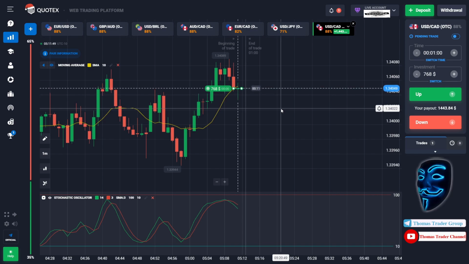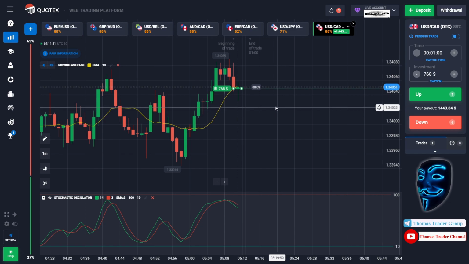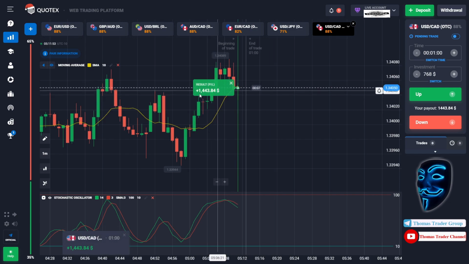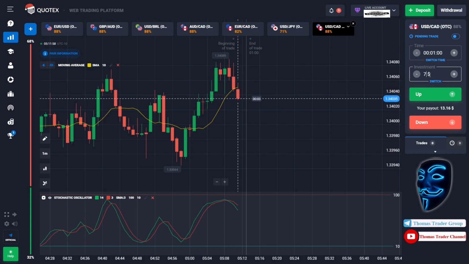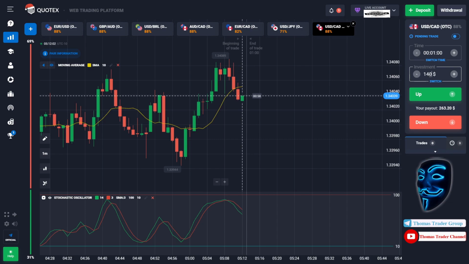We made a right prediction over here. We made a profit of $1,400. Since the max trade amount is only $1,000, let's divide it into two. We will open two positions of $700 in the next open position.